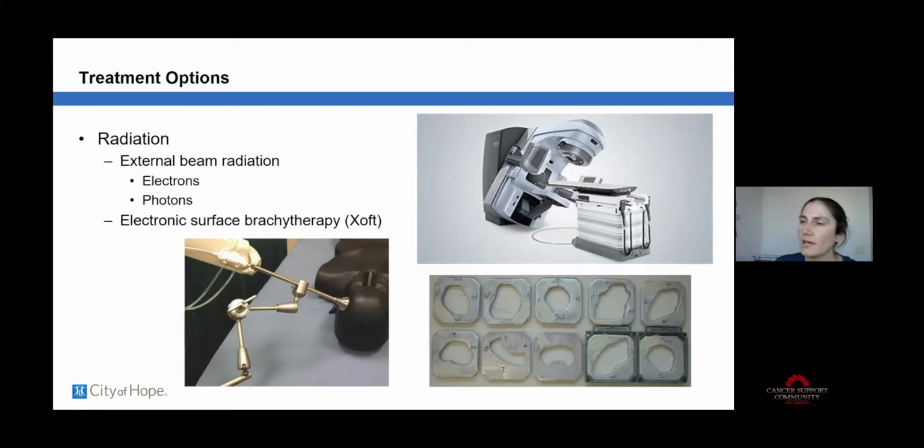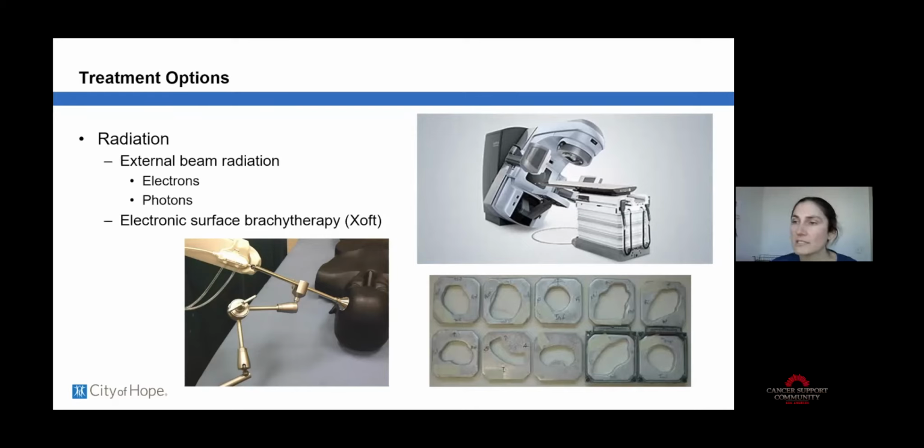Or another option, which is not as widely available. We do have it available in the West Hills office of City of Hope, and also Santa Clarita. And in Santa Clarita, we also have this option of electronic surface brachytherapy, or ZOFT, which is what you can see in the bottom corner here. There's basically an actual applicator that's applied directly on the skin at the site of the tumor. And then it delivers its radiation very superficially to a very, very small area there.